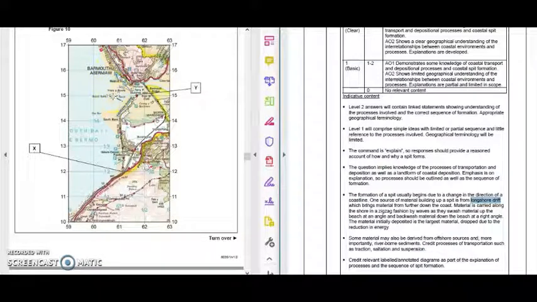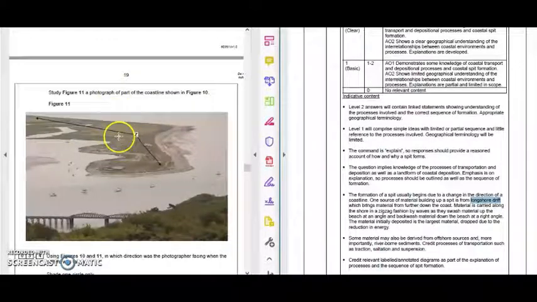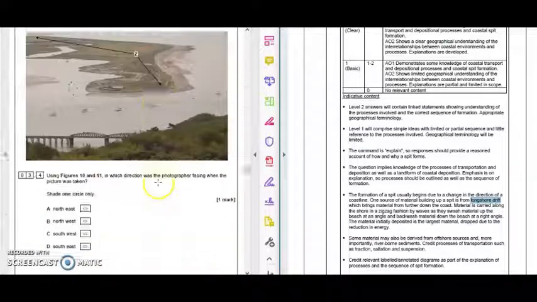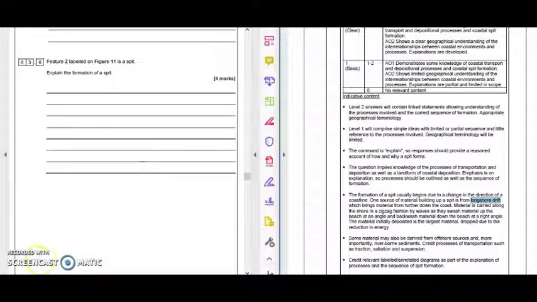You could finally say that as wind changes its direction, potentially that is where the spit starts to change its shape. As we've seen, this one curves round a bit. So the prevailing wind has changed direction, which gives it a hook.